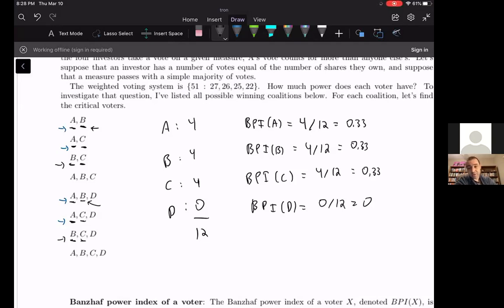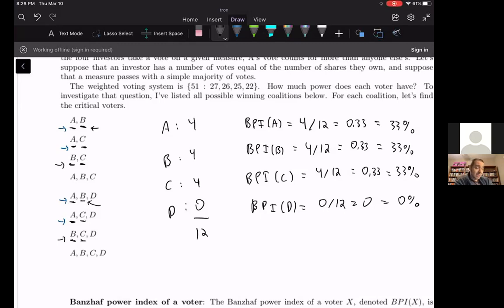So what Banzhaf's idea was to do this and basically frame each person's power as a percentage. So he's saying A has 33% of the power in the system, as does B, 33.333, as does C. But poor D has 0% of the power in the system.